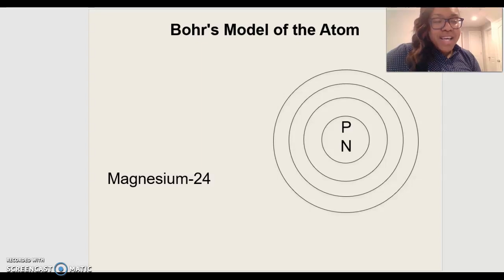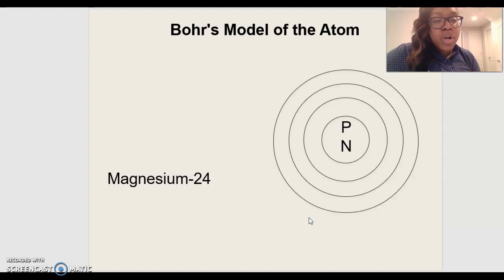Greetings, everyone. Today I'm just going to do a brief review of how to illustrate a Bohr model for a particular element. Just a brief review, we know that the Bohr model is a primitive, or a basic, illustration of the components of the atom. We have our nucleus, and then we have electrons that would occupy the levels around the nucleus.